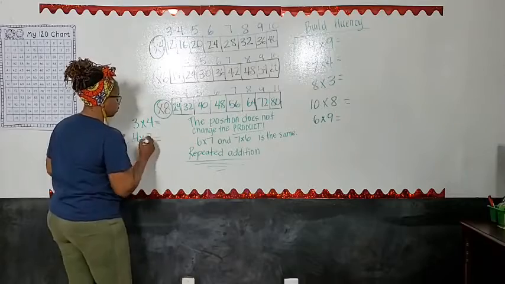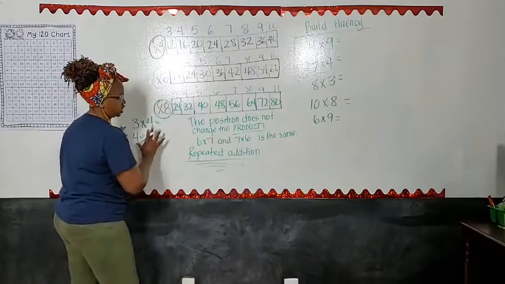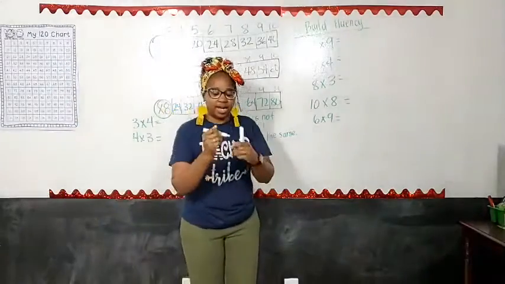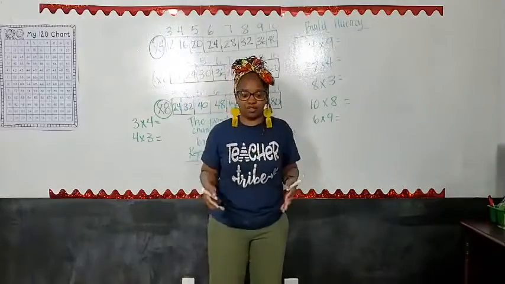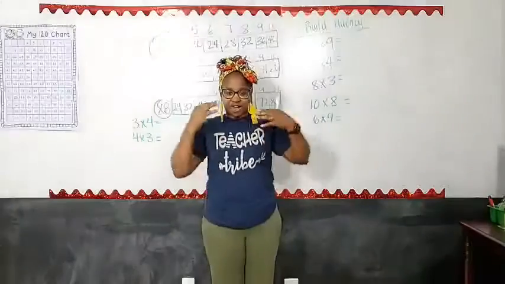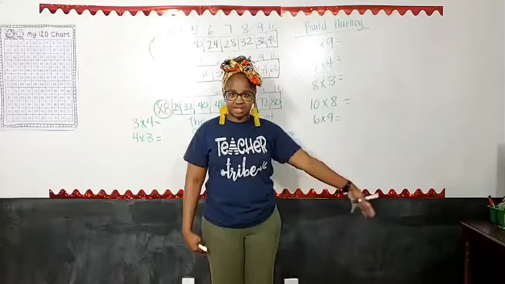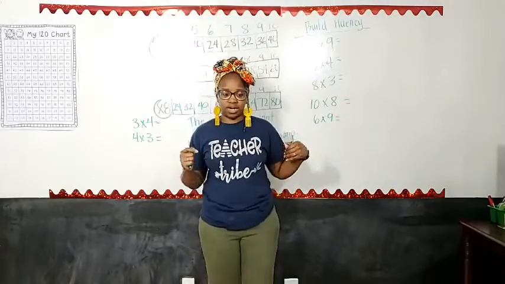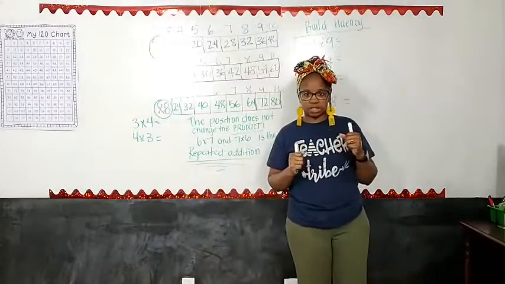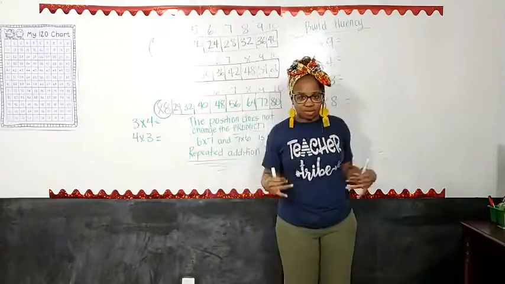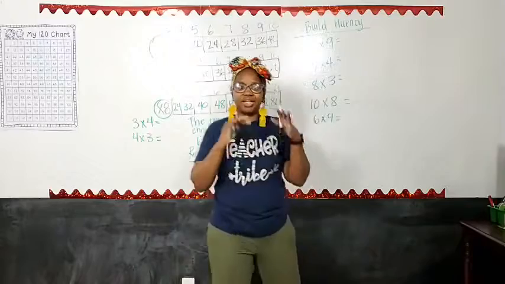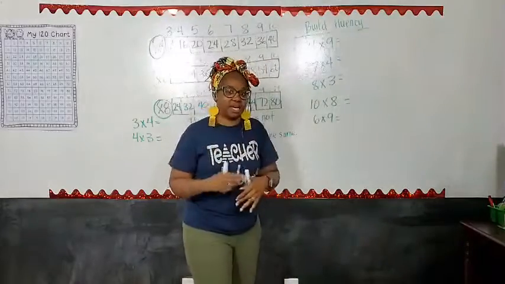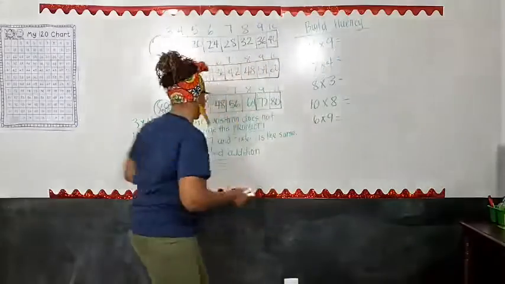Right? So we have to begin to have conversations about the position. And I say use yourself and them as an example, right? If I stand right here and you stand beside me, I'm still the mom, you're still the child, right? If we switch spots, I'm still the mom, you're still the child. The answer is still the same when we talk about multiplication.